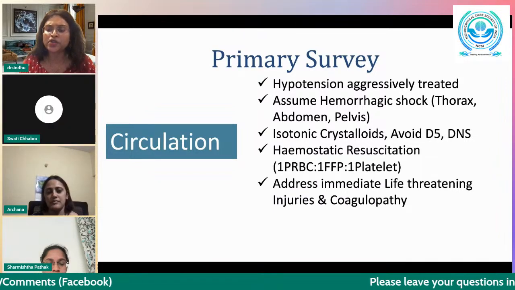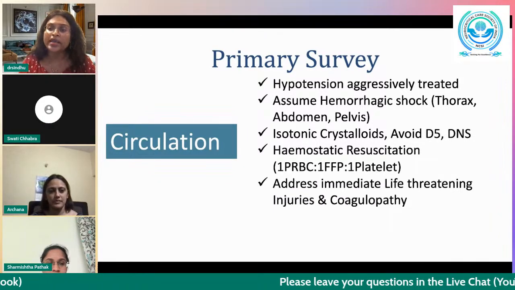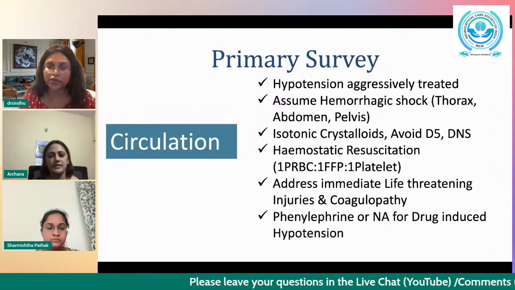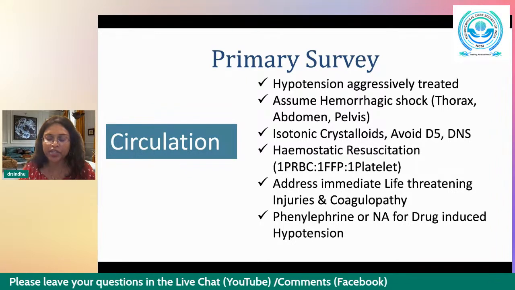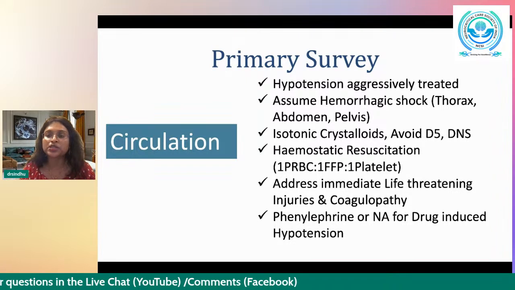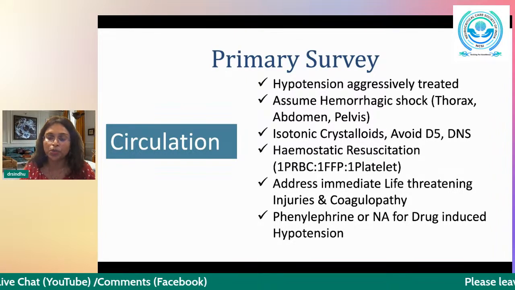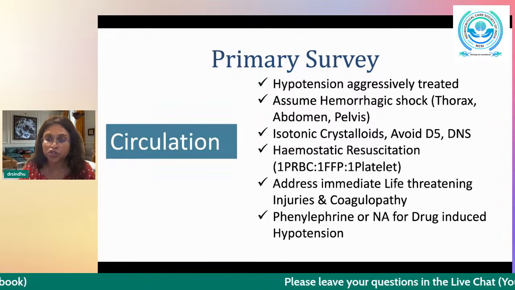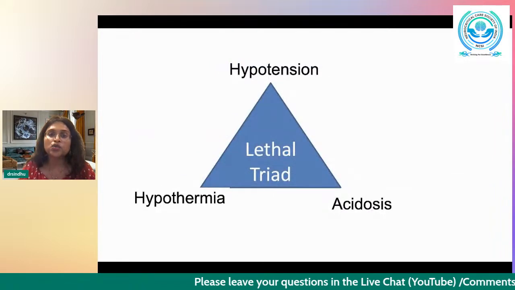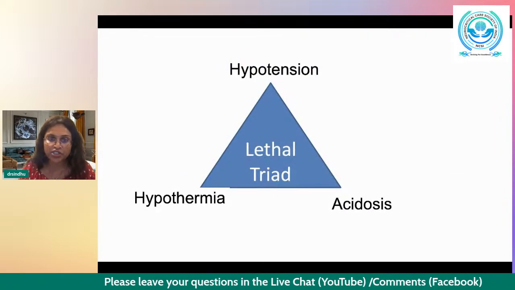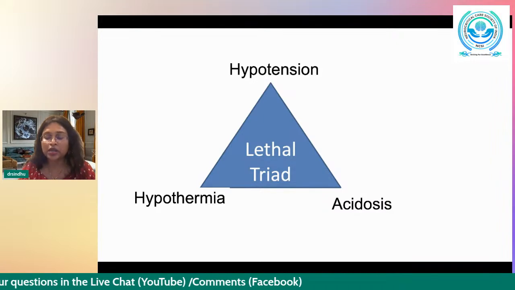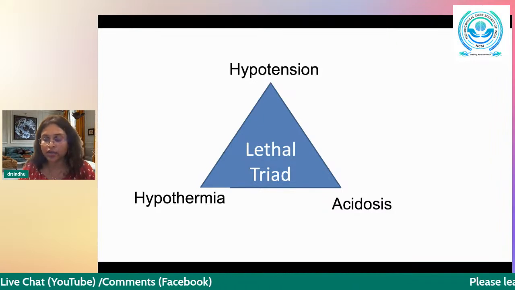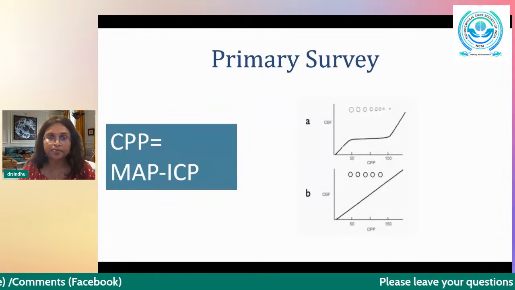If the patient is on any anticoagulants, then we have to immediately address it and try to reverse it. And when you intubate a patient and give propofol, the patient is bound to have some hypotension. At that particular point, we can even use drugs like noradrenaline or phenylephrine to combat the hypotension. So this is the lethal triad: hypotension, hypothermia, and acidosis. All three will make the patient's clinical scenario more detrimental.